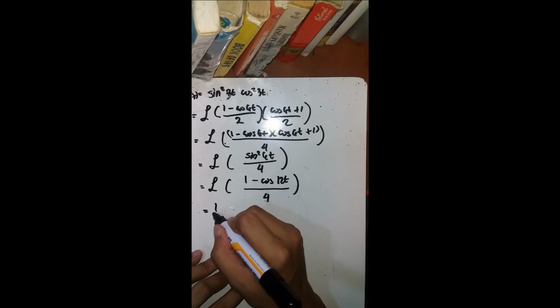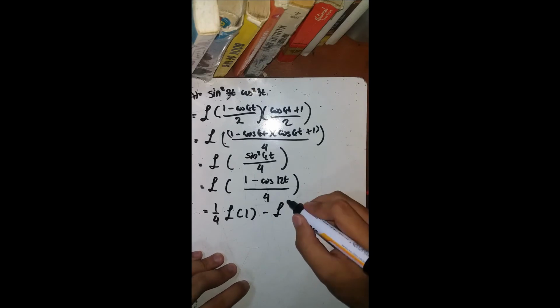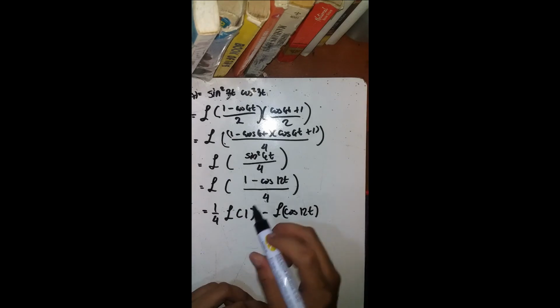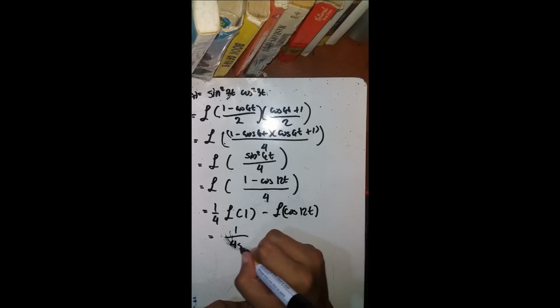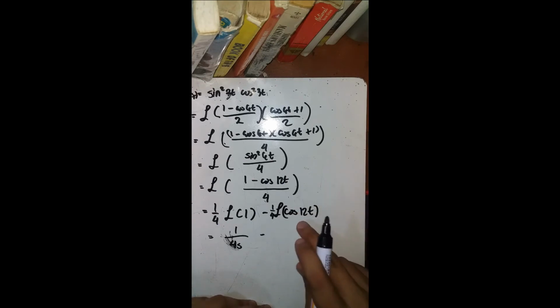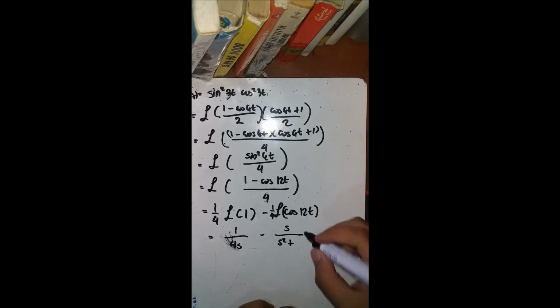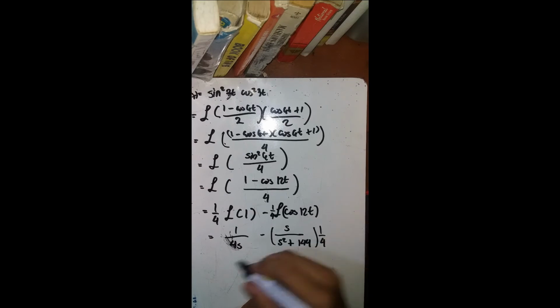So we took out a constant, so it becomes 1/4 times the Laplace of 1 minus the Laplace of cos 12t. The Laplace of 1 is equal to 1 over s, so this becomes 1 all over 4s. And the Laplace of cos t is equal to s all over s squared plus the square of 12, so 12 raised to 2 is 144. Okay, and this will be your final answer. I forgot here the 1/4, so this will be your final answer.